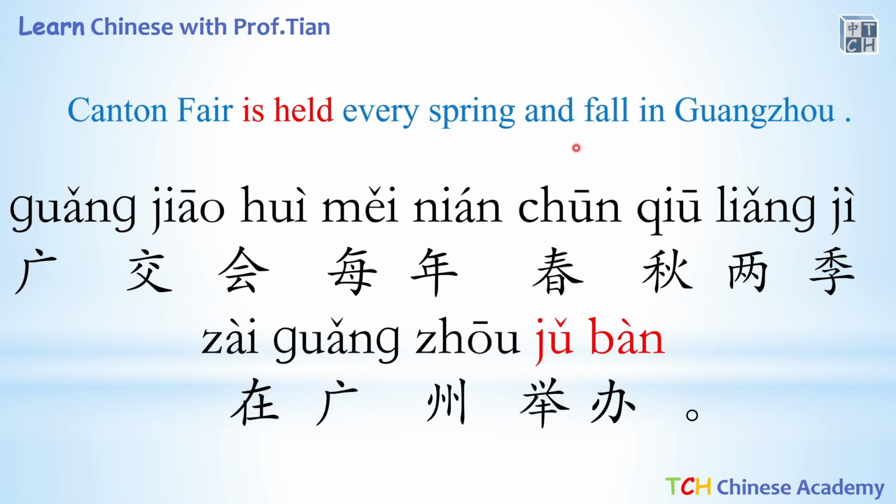So every spring and fall, here we say 每年春秋. 每年 is every year. 春 is the spring, and 秋 is the fall or autumn. And 两季, 两 is two, and 季 means the season. So in Chinese we say every year spring and autumn two seasons. And then we put the location after the time expression and before the verb. So 在广州. So the whole sentence is 广交会每年春秋两季在广州举办.